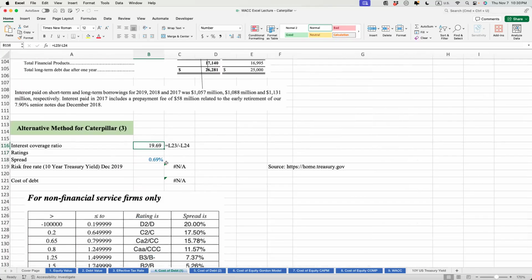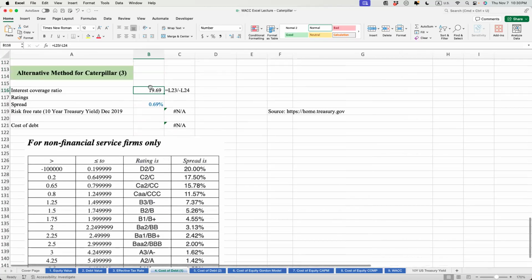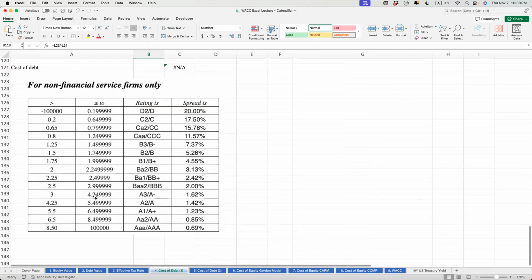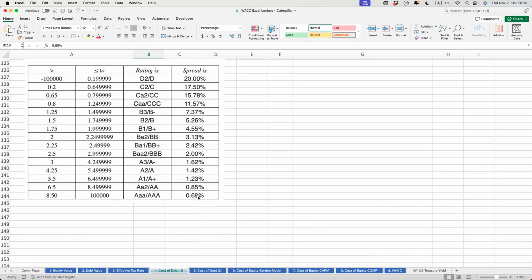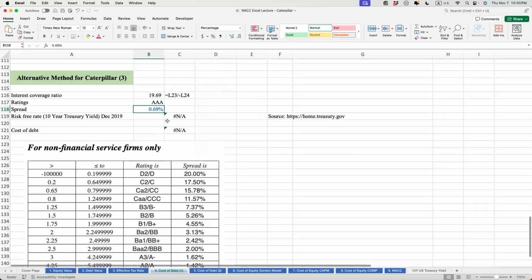This is 19.69. Looking at the table here, 19.69 falls into this range between 8.5 and 100,000 specifically. That means we believe the company's synthetic rating will be AAA. So if you give it a AAA there, the associated risk spread will be 0.69%, meaning that this will be the actual return that you have to pay your debt holders if you want to borrow money from them.